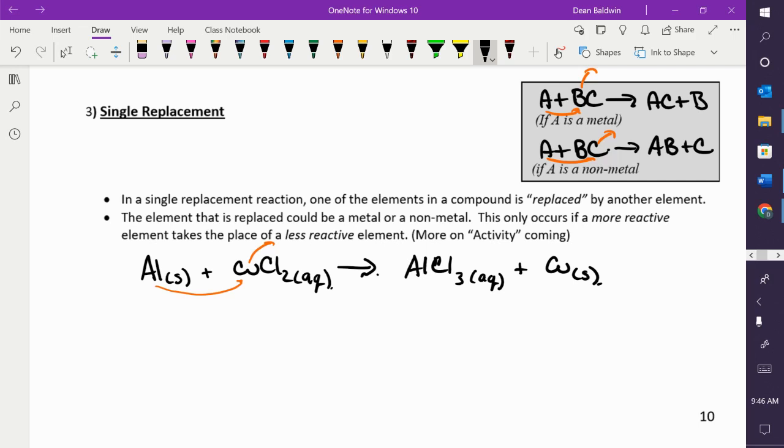Is it balanced? How do I balance it? What am I putting where? I'll let you do it, and then we'll see. Everything always has to be balanced, people. So two aluminums plus three copper chlorides produces two aluminum chlorides plus three coppers. Would we agree? Okay, so that's an example of a metal replacing a metal.